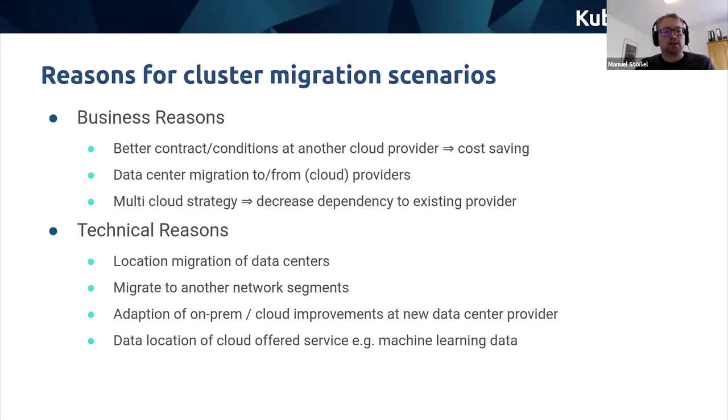There are also some technical reasons for that. Again, a more logistical reason might be a location migration of a data center, or you might want to migrate to another network segment for separation of concerns or other reasons. You might be adopting improvements in your on-prem and cloud environments at a new provider that you want to use, like new features or different infrastructure technologies. Or you're bound to some constraints when it comes to data location of certain services you're running, maybe on some cloud offered services. For example, where you run your machine learning and where you have your machine learning data, or some GDPR compliance needs that you need to fulfill.